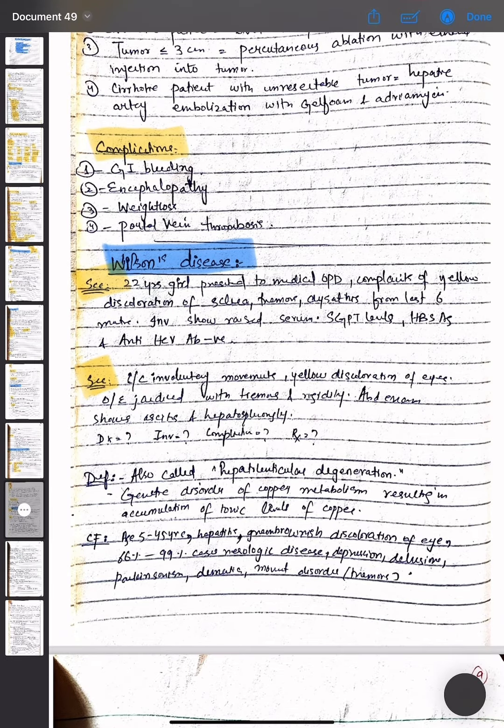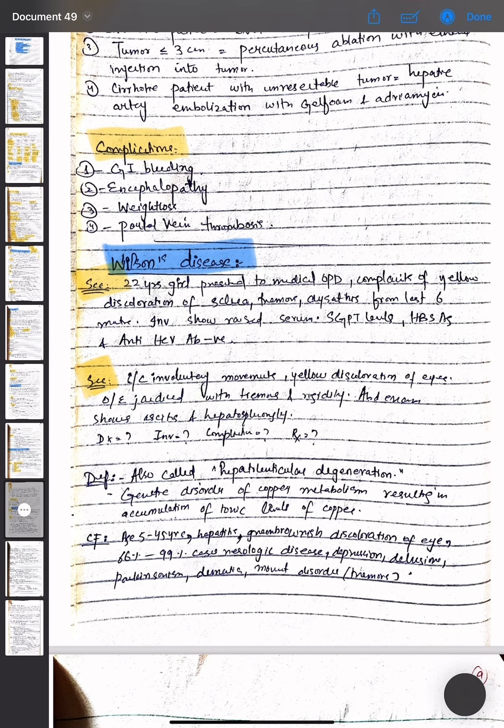Another scenario is that the chief complaints are involuntary movements and yellow discoloration of the eyes. On examination, jaundice with tremors and rigidity is present. Abdominal examination shows ascites and hepatosplenomegaly. So, what are the diagnosis, the investigations, the complications, and the treatment?